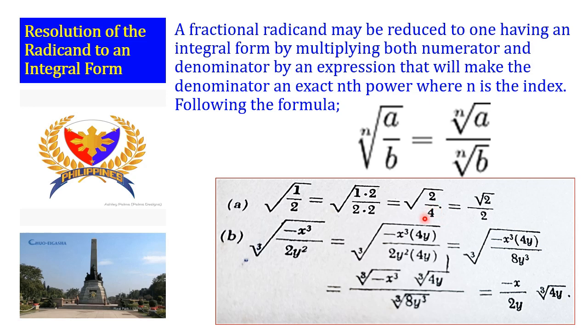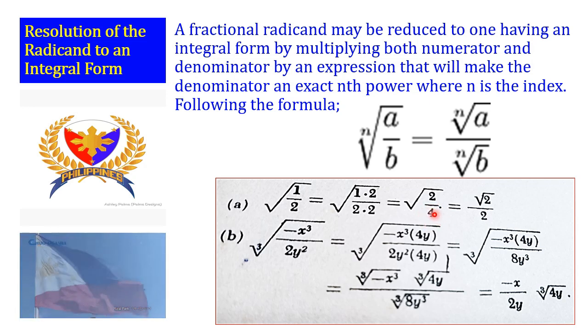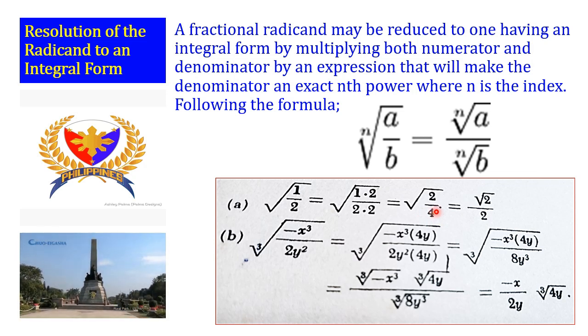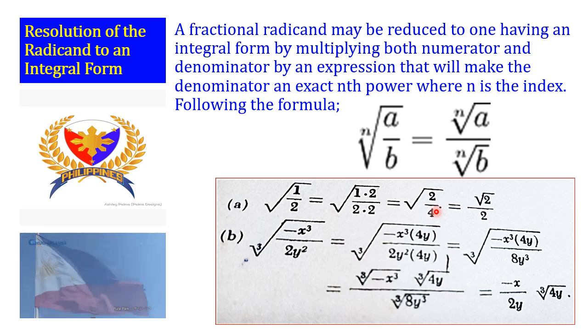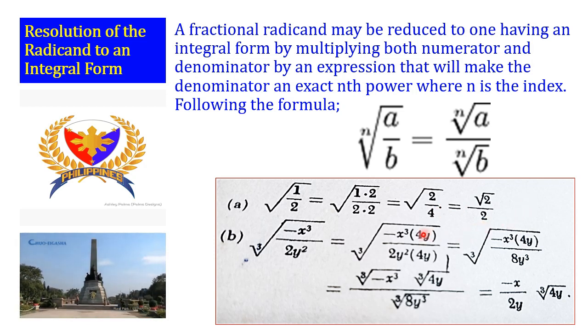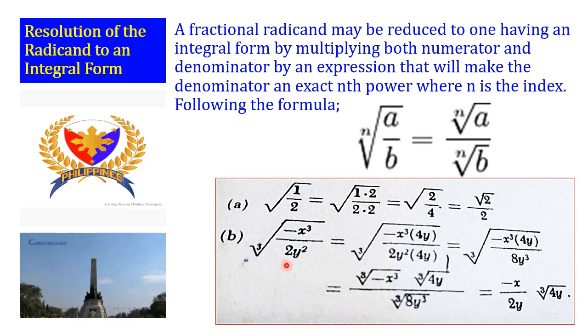Ngayon, perfect nth power na po ang 4. We can extract the perfect nth root of the denominator and we have reduced the radicand to its integral form, which is the square root of 2 over 2. Isa pang halimbawa, the cube root of negative x cubed over 2y squared.